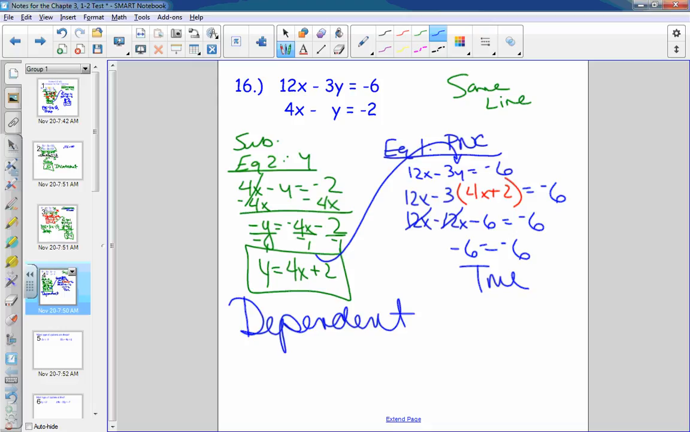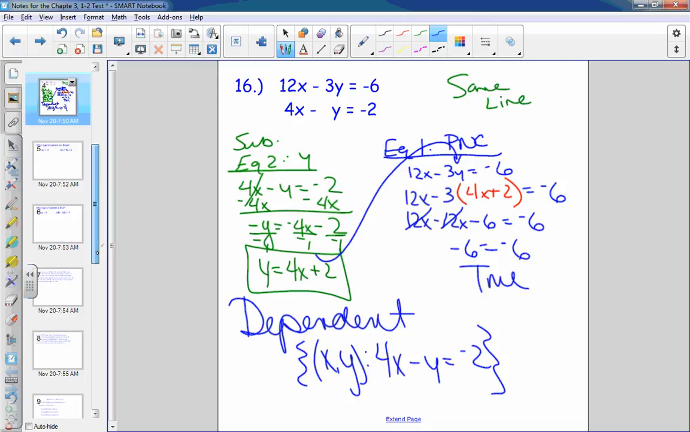And that means my point of intersection is going to be all the ordered pairs x comma y such that they fall on the equation 4x minus y is equal to negative 2. You must write it in that form. If you don't, you will get it wrong. So I've talked about independent, dependent, and inconsistent. Those are all the different things that we talked about.